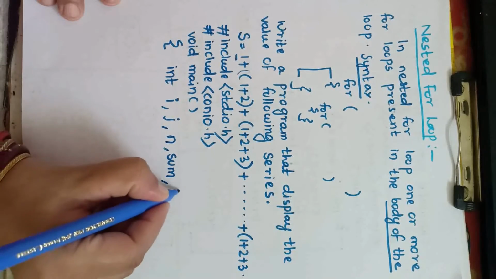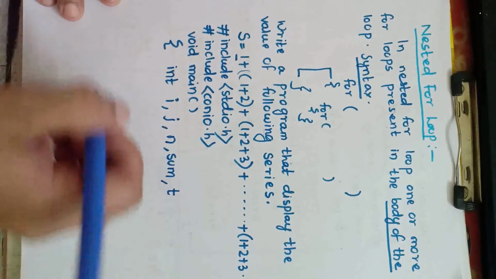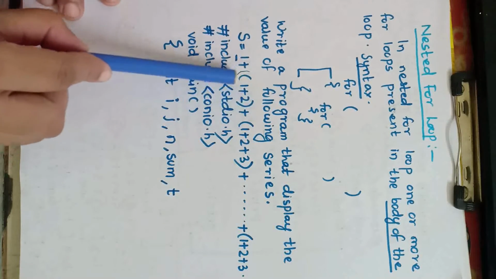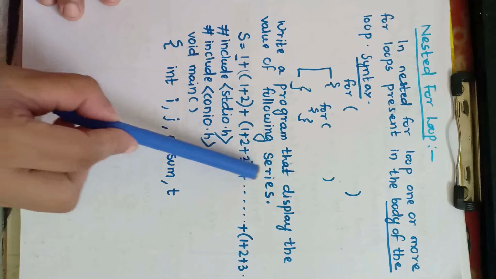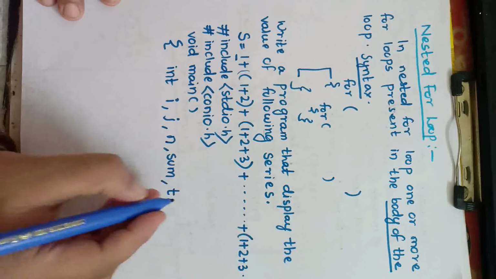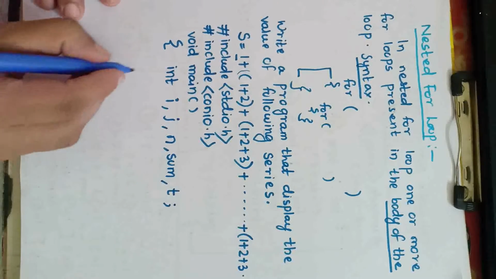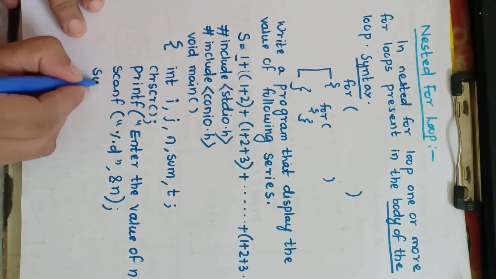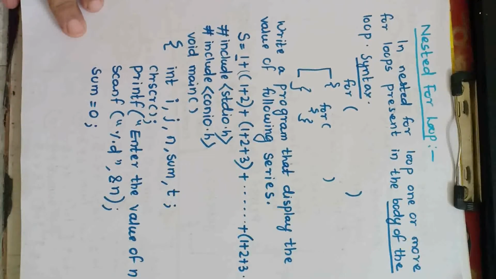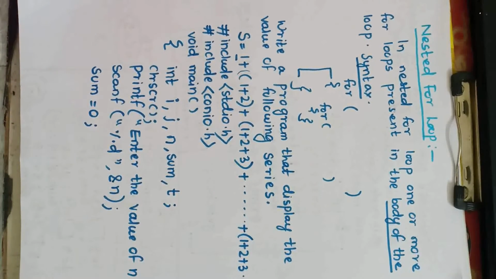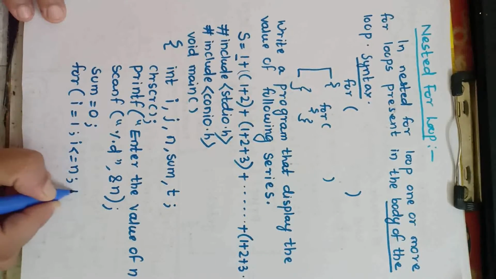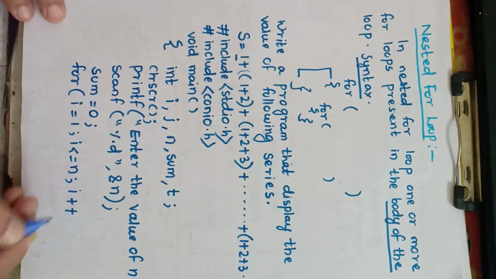Next I use another variable t that is used to sum the first group. Then t stores the value of the second group, then the third group, then the fourth group, like this. So for this we use another variable here. At the starting I use sum equals 0 because in the starting there is no value of sum. So here I use i from 1 to n, then i plus plus.